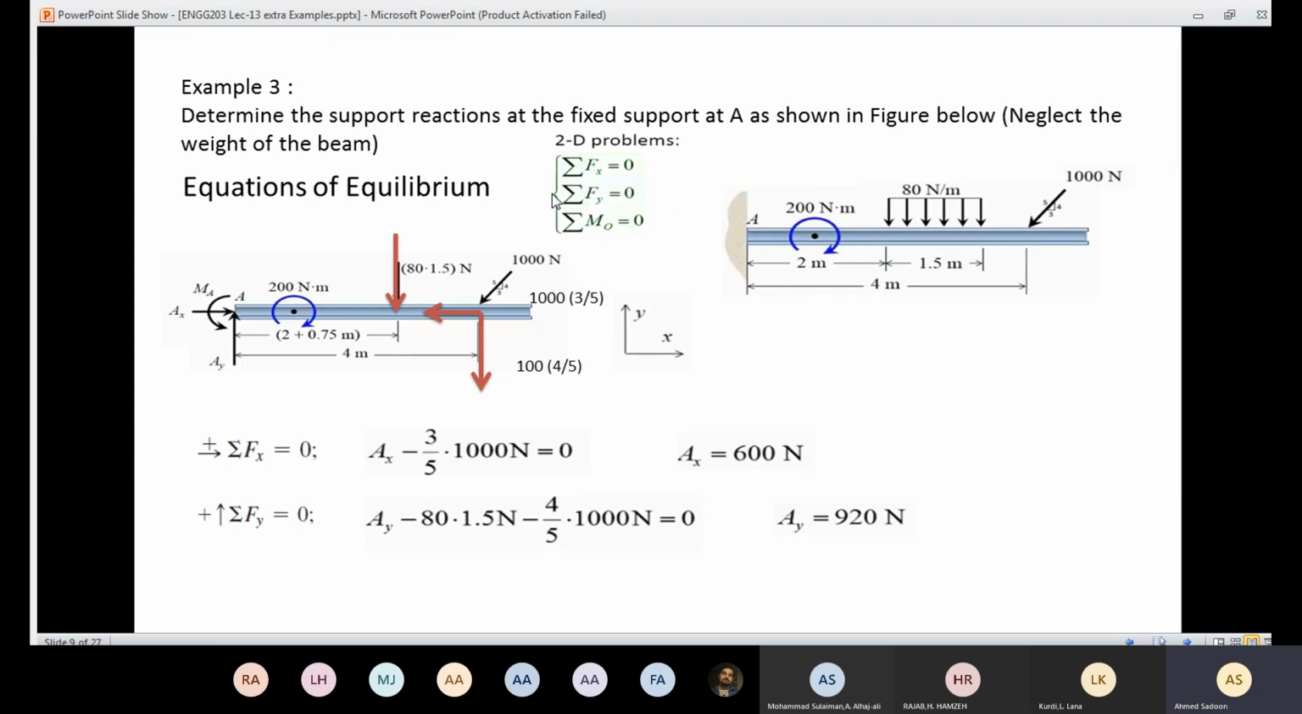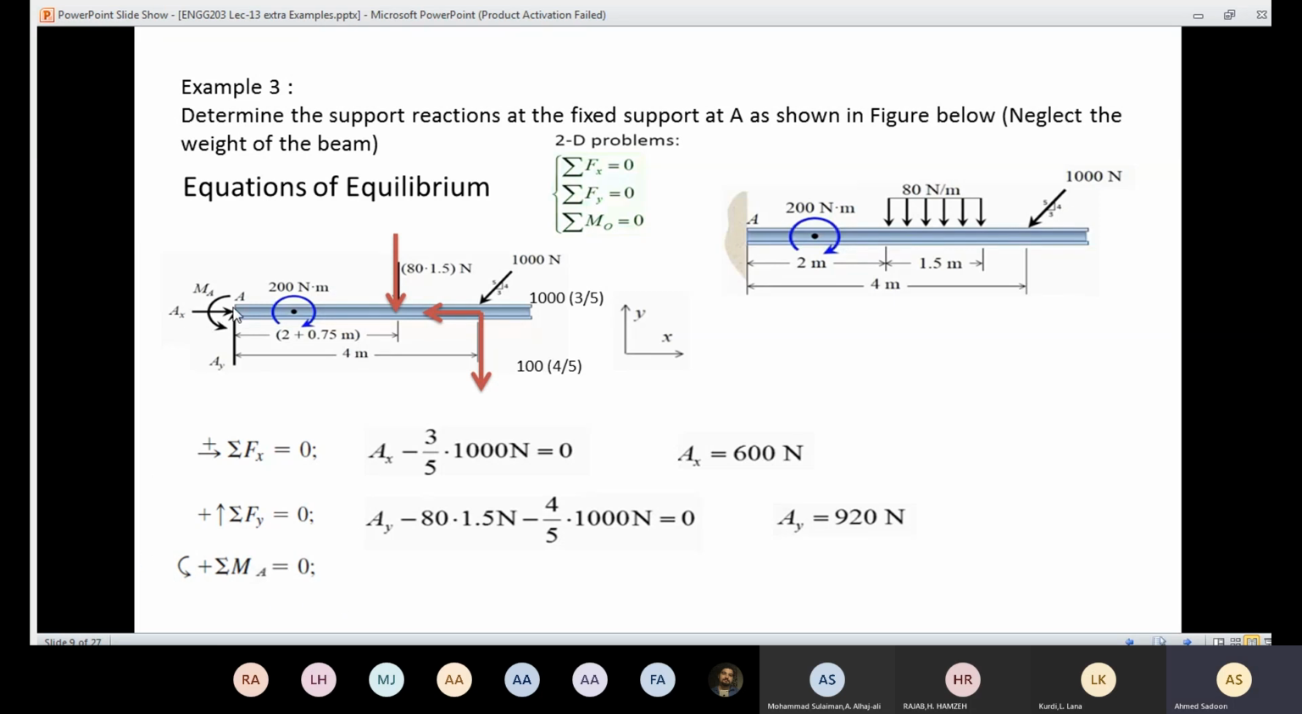Finally, we are going to use the last equation, which is the summation of the moments about the point A. Like I said before, you are going to choose that point smartly, so that you end up with only one unknown. If I take the moment here, then AY is not going to be involved in the equation because it's not going to cause any moment. The same goes for AX. Also, it's very important to put the sign convention. Many students forget to put the sign convention. So here the sign convention is all the moments which are counterclockwise are going to be positive.